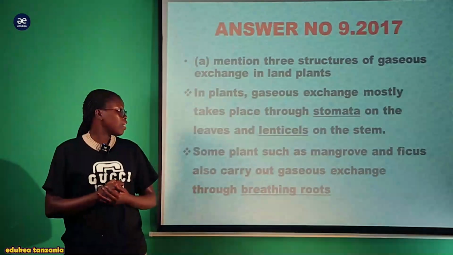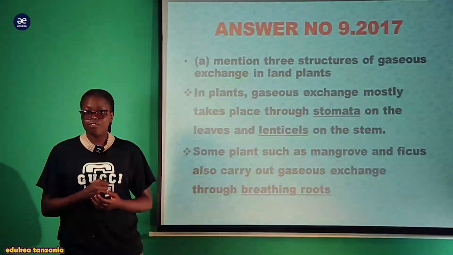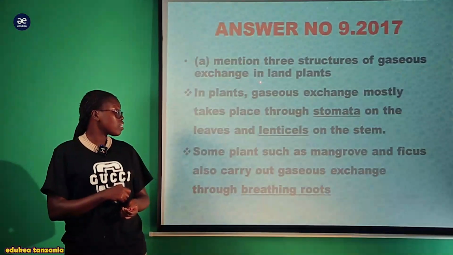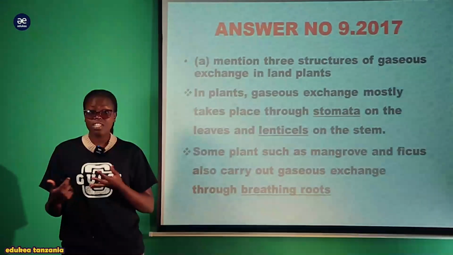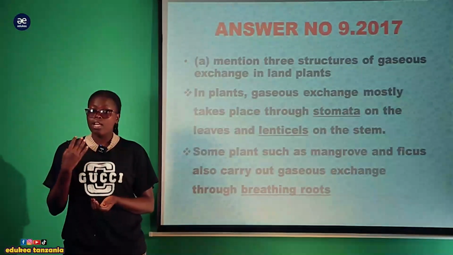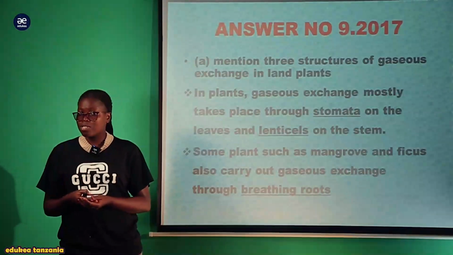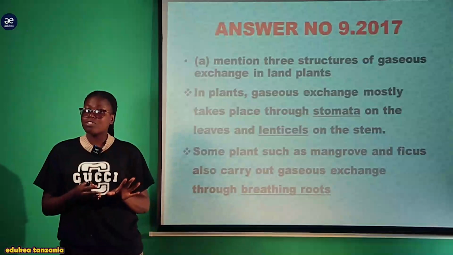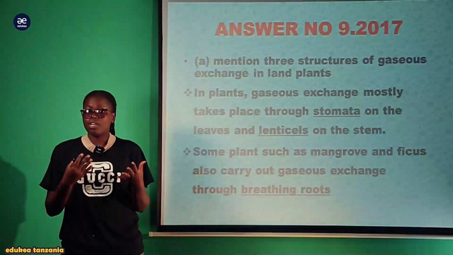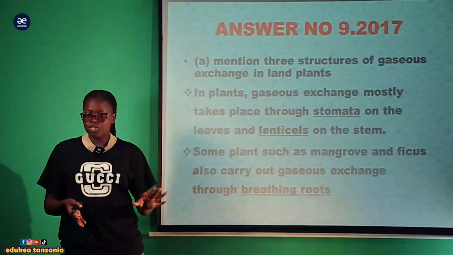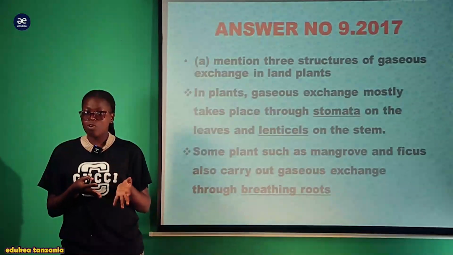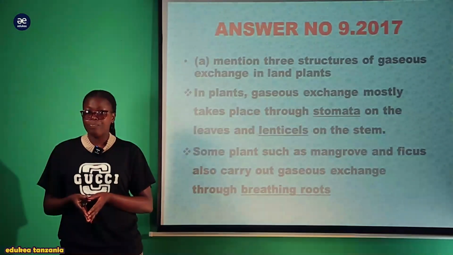So, now let us answer our question. The first question needs us to state the 3 structures of gaseous exchange in the land plant. Just mention, no need of explanation, but I can explain so that you can have an understanding. While for you, once you are attempting the question, make sure that you follow the instruction. If you are told to mention, just mention, don't explain. If you are told to explain, make sure that you explain, don't just mention. So make sure that you are as accurate as possible, and follow the instruction as needed.